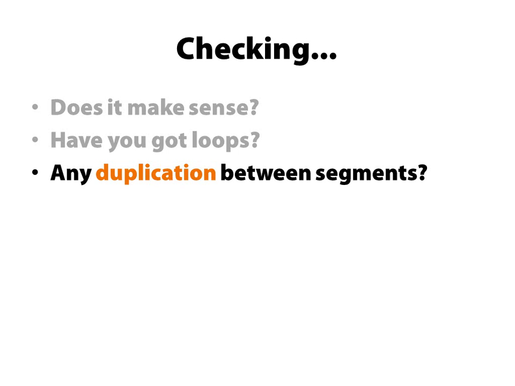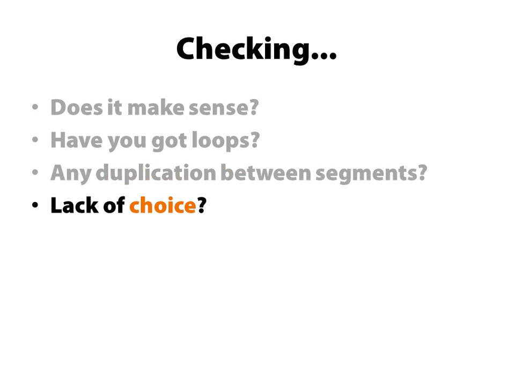The next question is, do you have a lack of choice? That is to say, do you have enough branches in this segment? Or have you just written a part of a normal fiction book? You need branches, you need choices in order to turn this into a game book. So make sure you've got enough branches and do a count, basically, to find out how often you're presenting those branches.